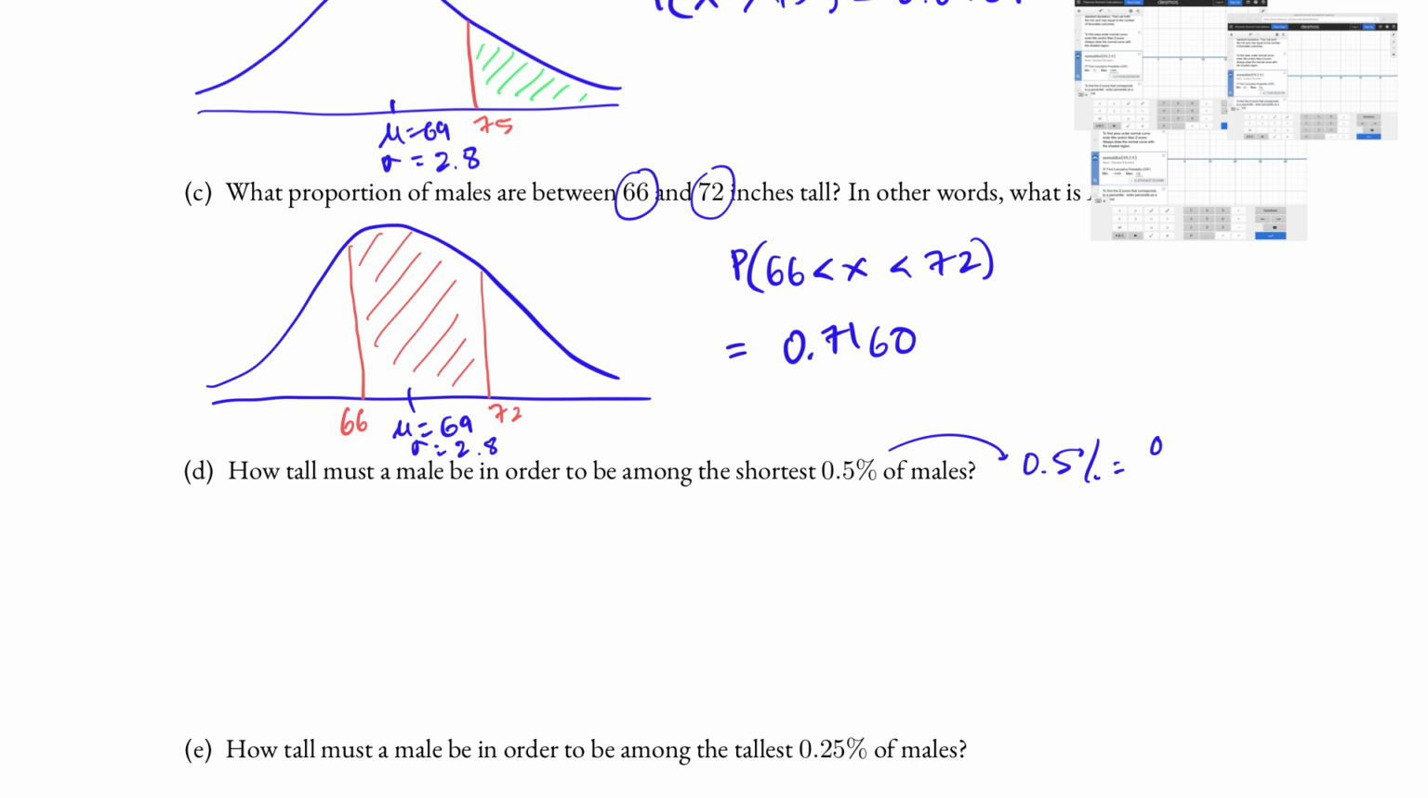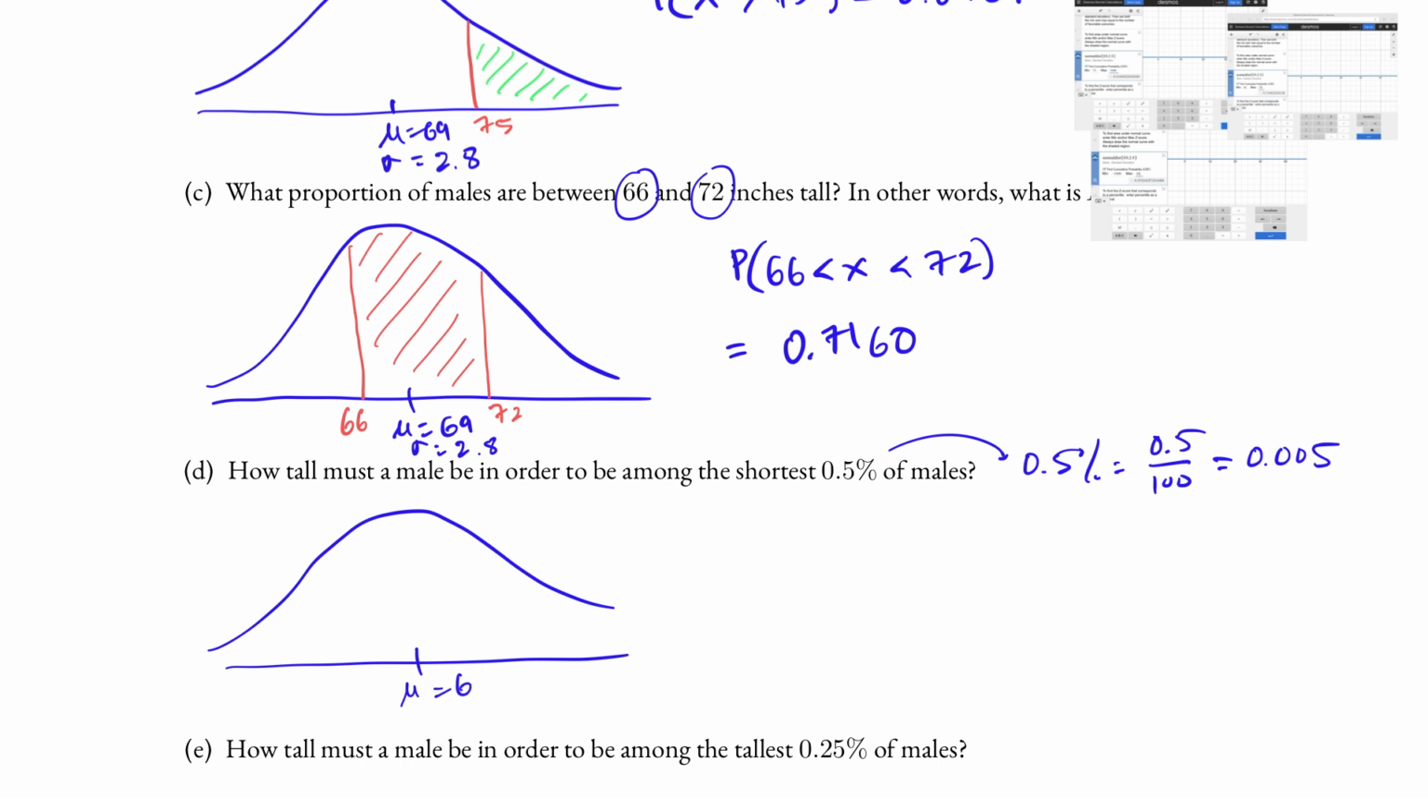Next, how tall must a male be in order to be among the shortest 0.5% of male? 0.5% is 0.5 over 100, which is 0.005 in terms of the probability. Same thing, we would draw the normal bell-shaped curve, label the mean 69, the standard deviation 2.8. This time there is no x value. We're looking for the height, which is the x value, but we're given the probability, the area, the proportion.